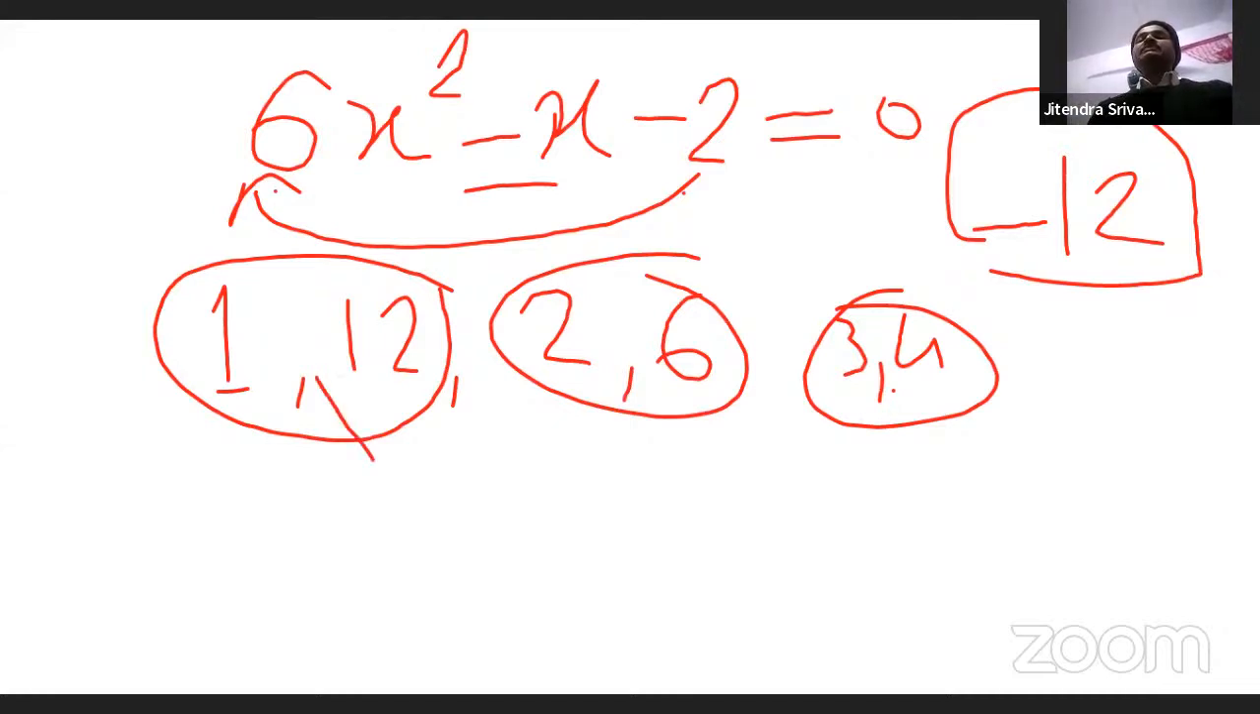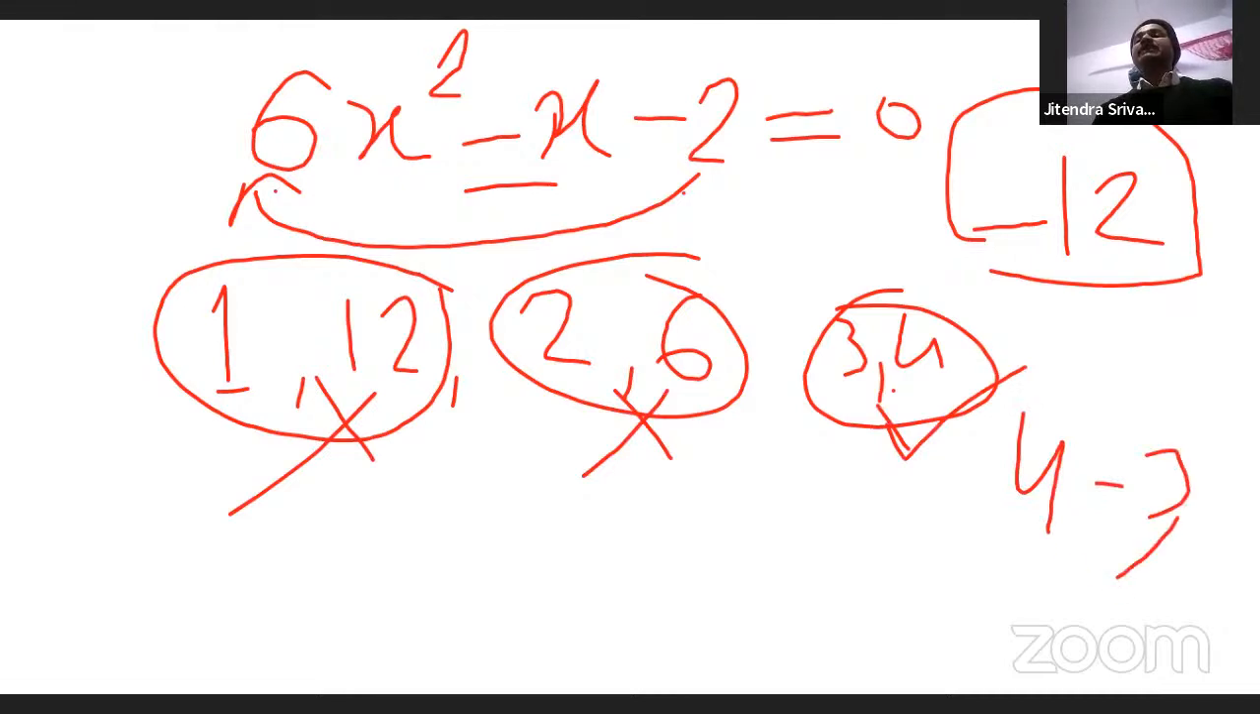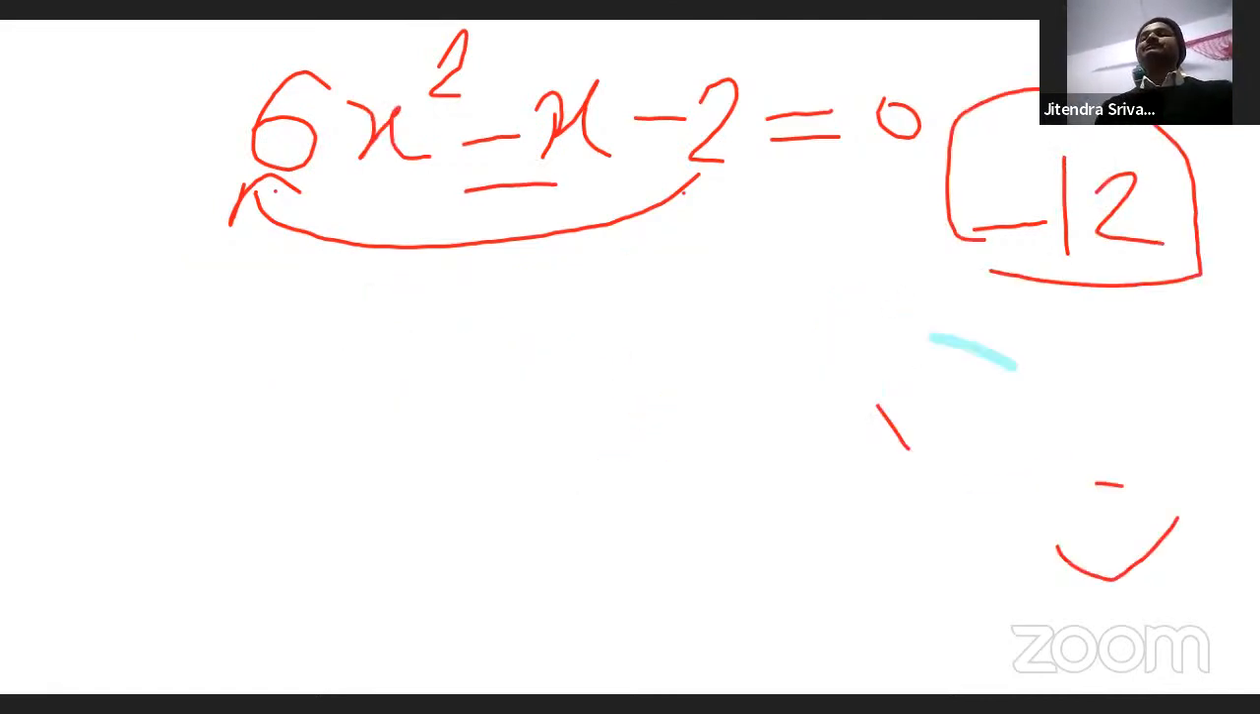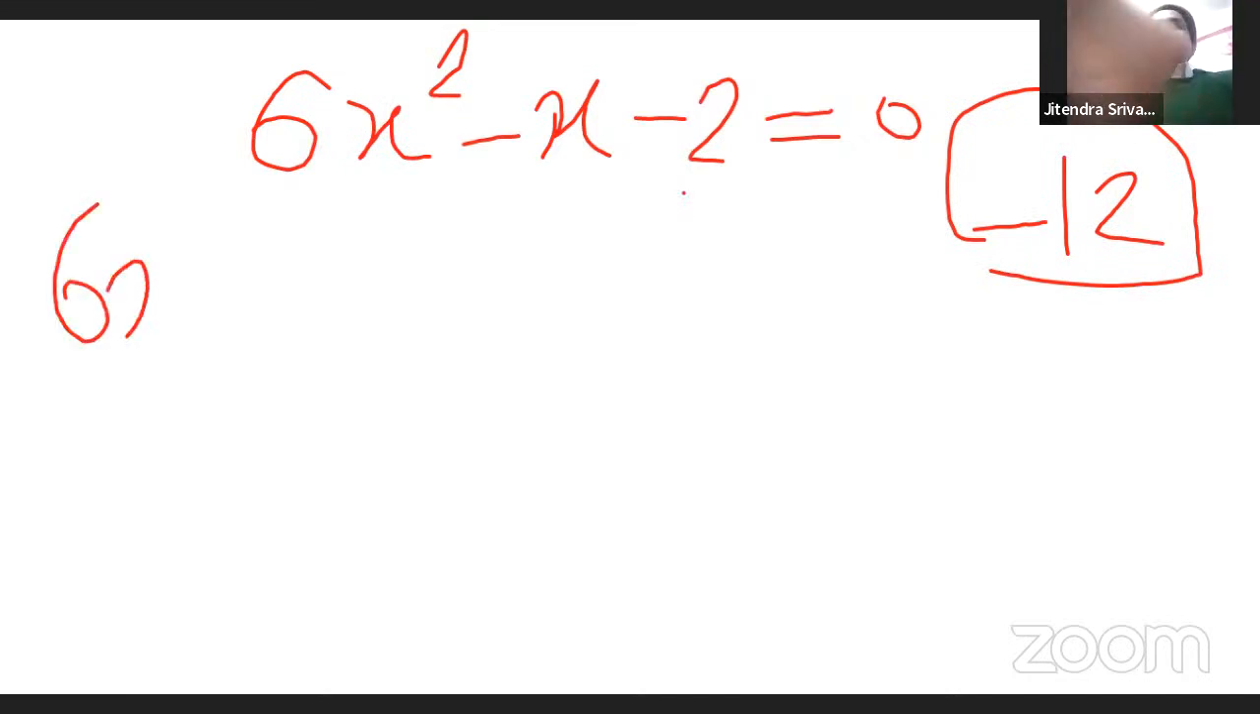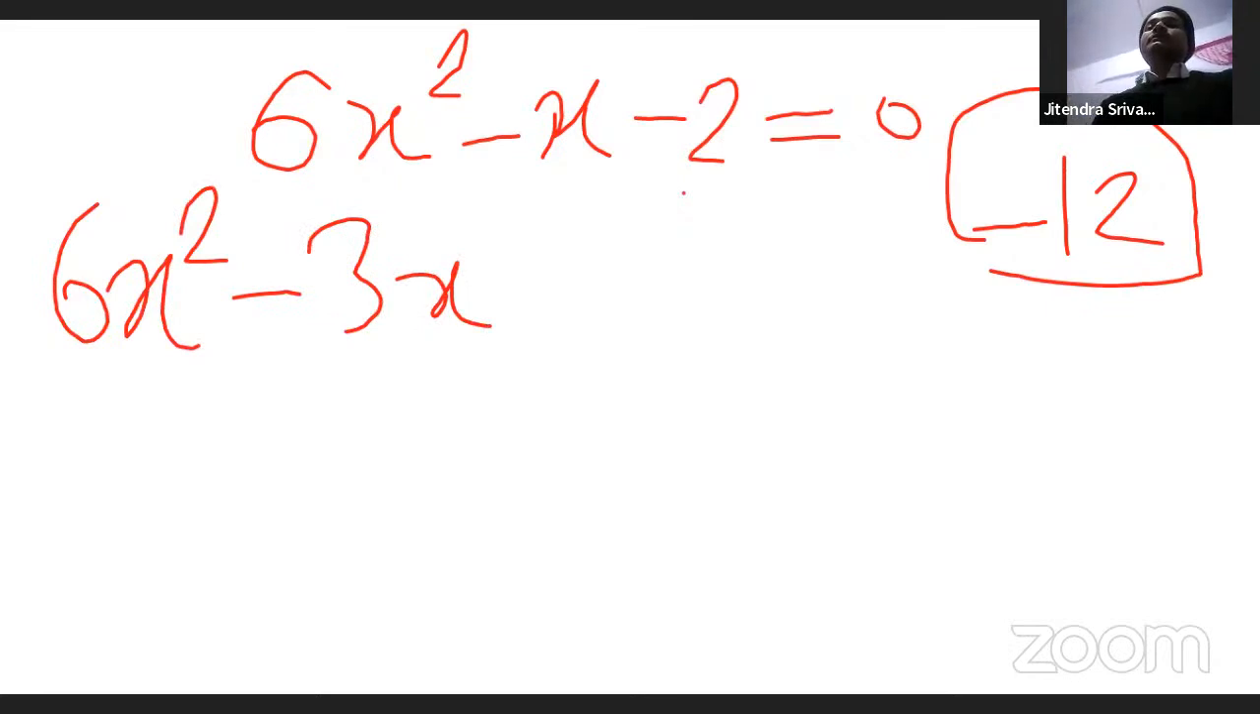So we can see it is not making that pair. It is also not making that pair. This can make that pair. If we subtract 3 from 4, we can get 1. And if we multiply these numbers, we can get 12. So this is our required pair. So how we will rewrite? We will rewrite this 6x square minus 3x plus 3x minus 4x minus 2 equals to 0.